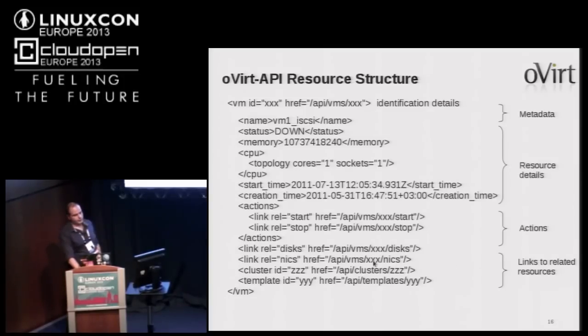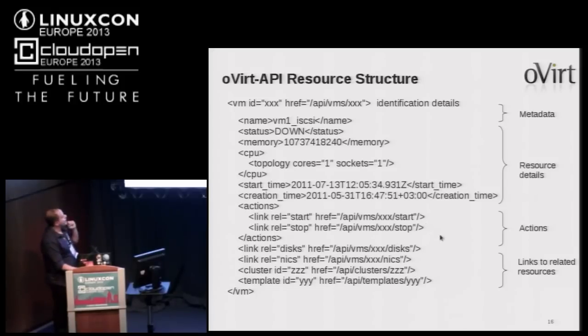For example, the VM has disks, so you can access the specific disks of this VM, so it's a link to another resource, or the NICs of the VM, the cluster that the VM is part of, and so on. So that's the way it's divided.